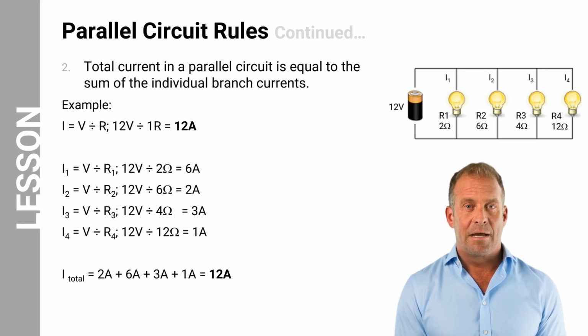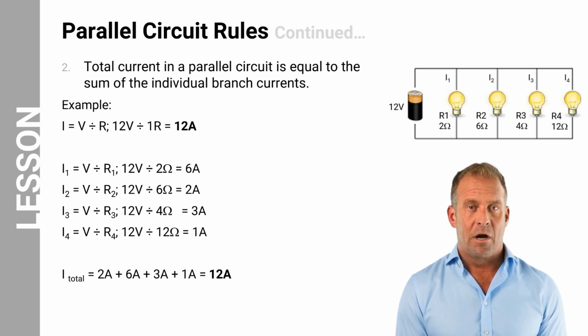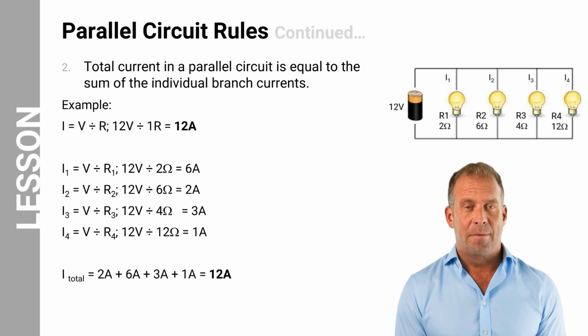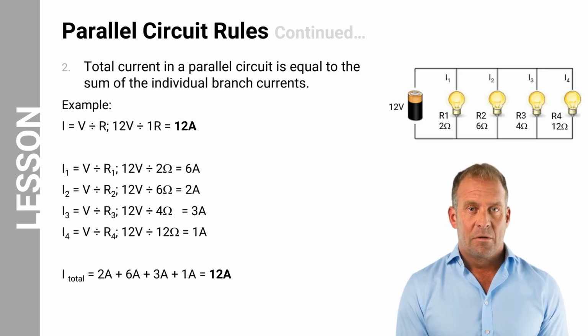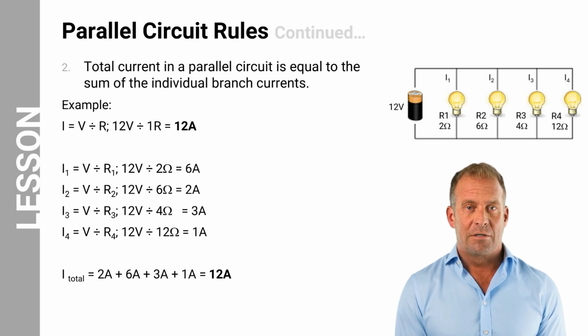Now, let us examine the individual branches. For the first branch with 2 ohms resistance, the current I1 is 6 amperes. Similarly, for R2 with 6 ohms resistance, the current is 2 amperes. For R3, the current is 3 amperes. And for R4, the current is 1 ampere. When we sum these individual branch currents, we get a total of 12 A, which matches our initially calculated total current. This illustrates how the current divides among parallel branches while the sum remains equal to the total circuit current.